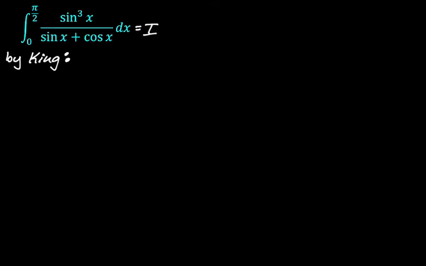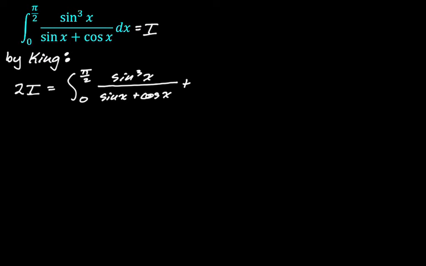We're going to add our two versions of the integral together. So we're going to have 2I is the original plus, use the king property, but this time it's 0 plus pi over 2 minus x. So that's pi over 2 minus x. It's all cofunctions, so I'm just going to do it, right? Our sine becomes cosine, our cosine becomes sine. So we have this. And then this is like a slightly more complicated problem than the last one.